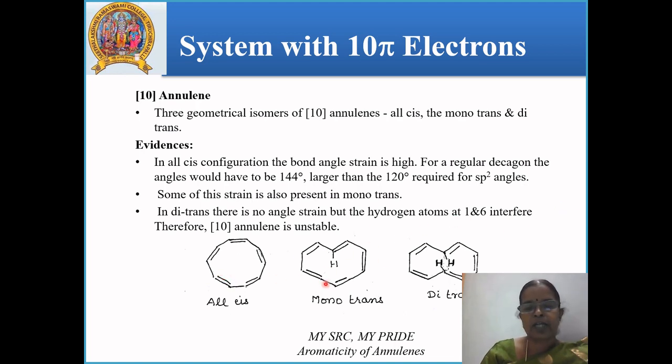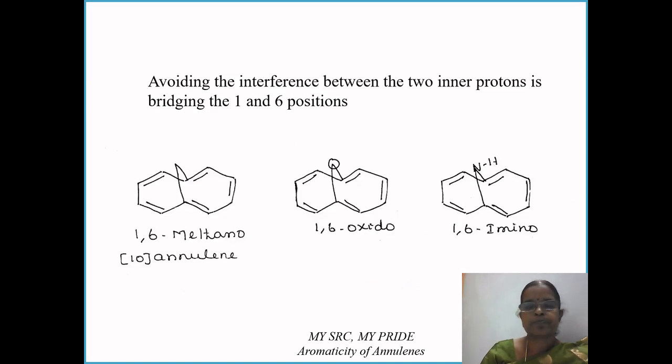One is due to bond angle strain. This is also due to bond angle strain. This is due to steric effect. Whereas 10-annulene can be prepared as a stable compound when the hydrogens at the 1 and 6 positions are removed. The steric strain is removed.